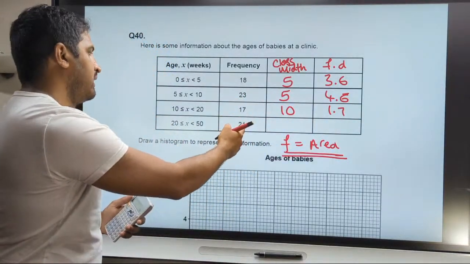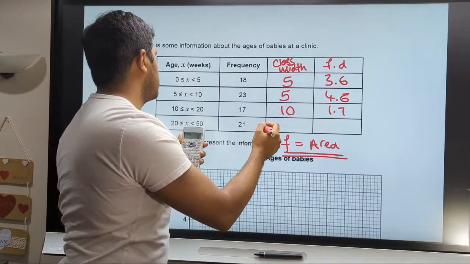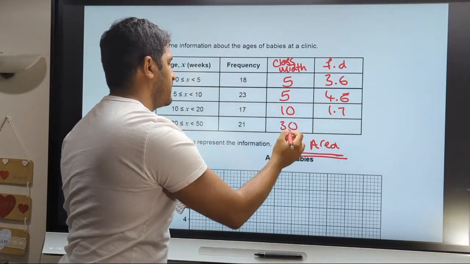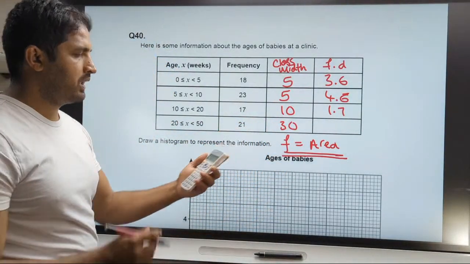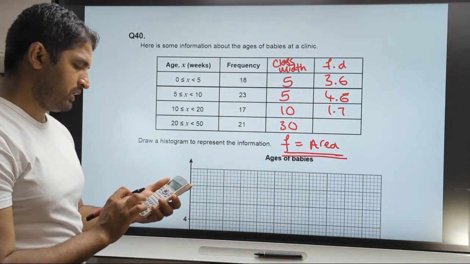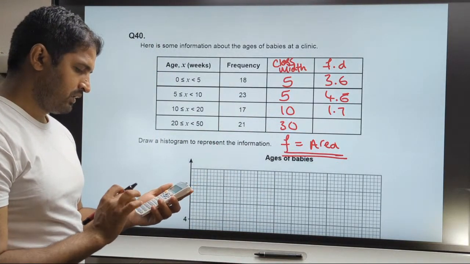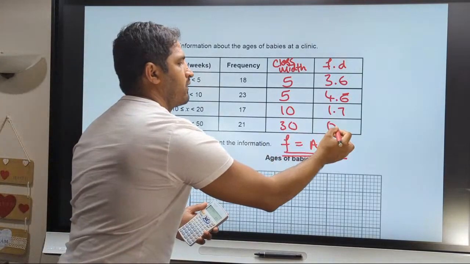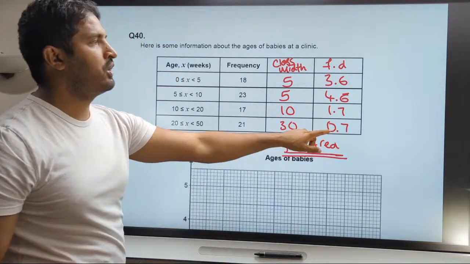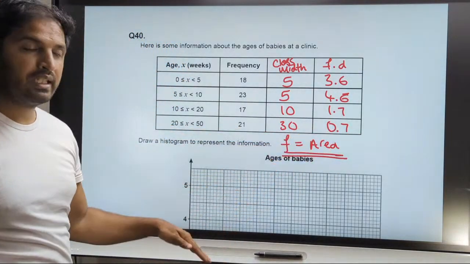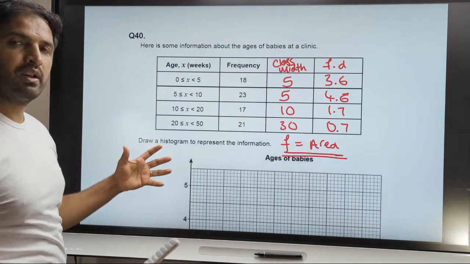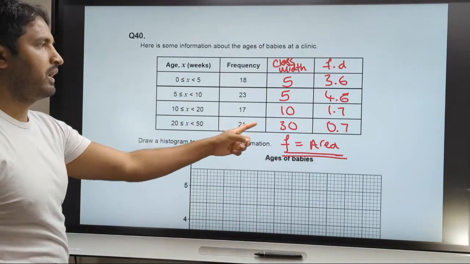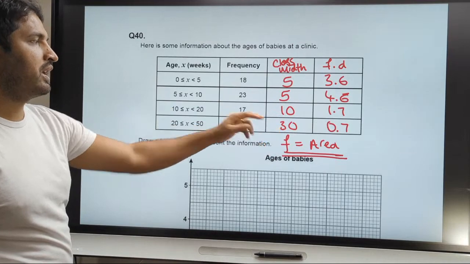That's the area. And that's the 20 to 50. That's a class width of 30. So 21 divided by 30 is 0.7. So the height of the last bar is going to be only 0.7, but you can see that it still takes the biggest amount of the area, 21, even though the class width is 30. That's why.